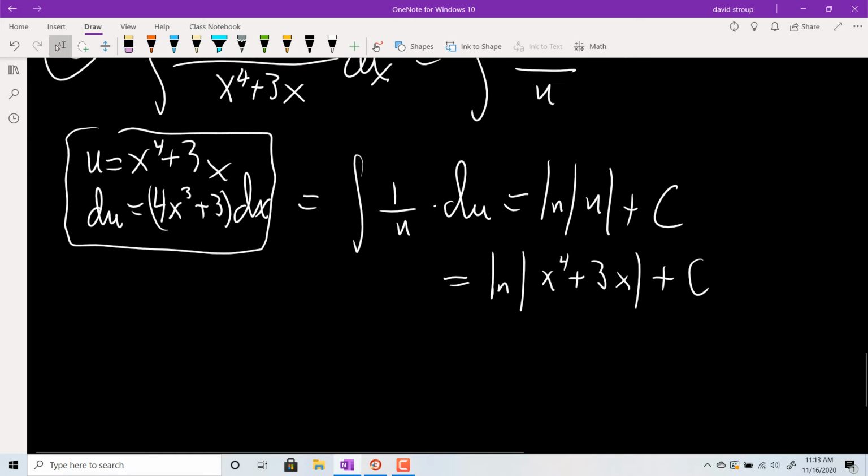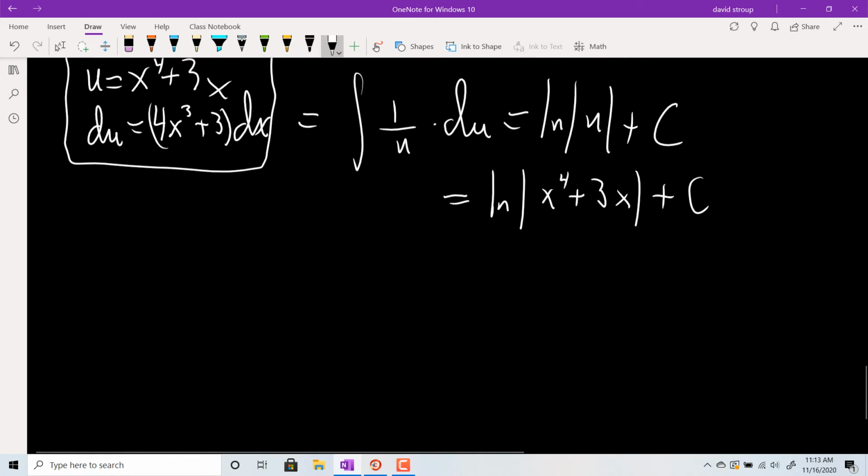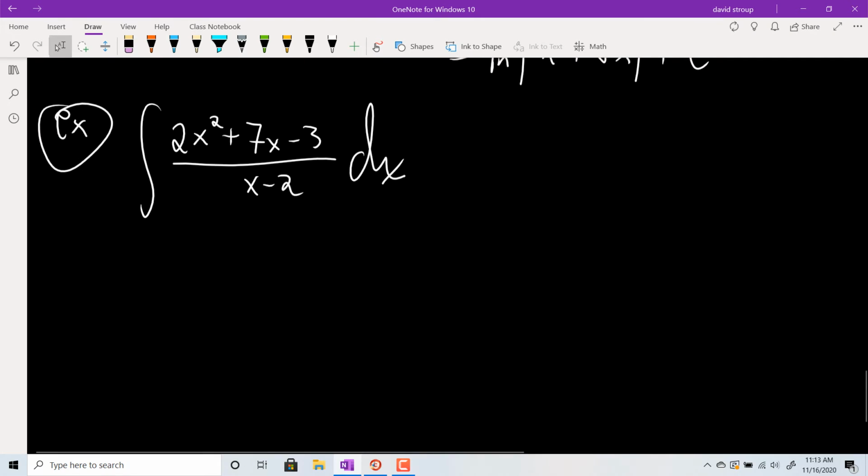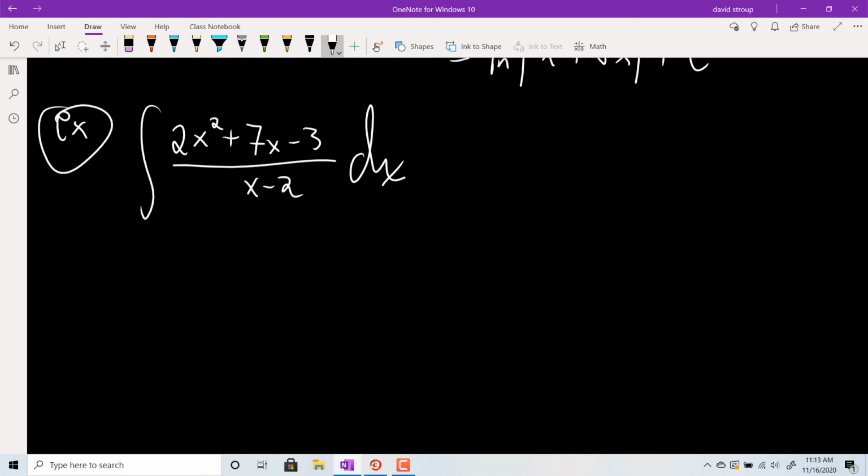And next, sometimes you've got to do long division on these. So, an example of doing long division: I have 2x squared plus 7x minus 3 all over x minus 2. In general, that's a pretty good rule: when you have a ratio of two polynomials where the numerator has a higher degree than the denominator, you want to do polynomial division. Okay, so let's check that out.